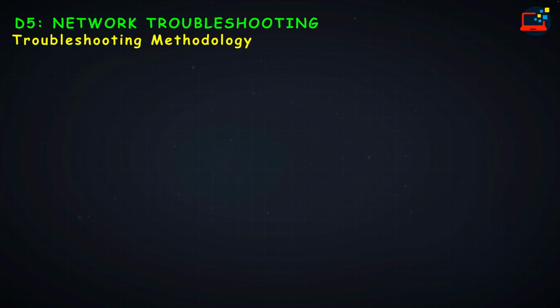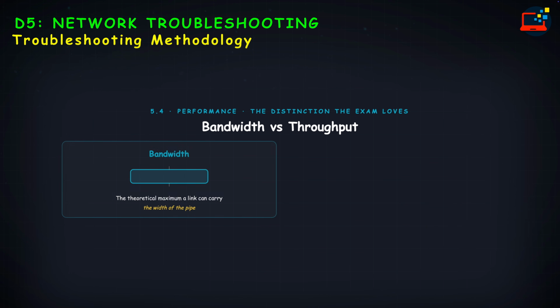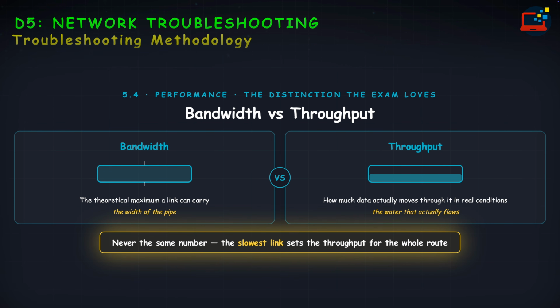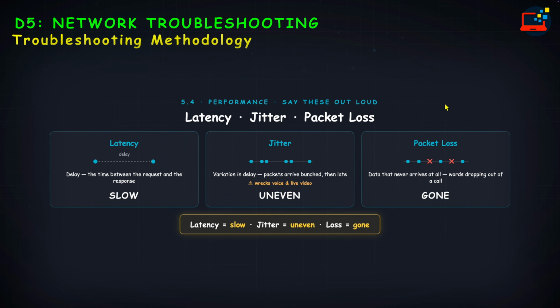That leads to a distinction the exam loves: bandwidth versus throughput. Bandwidth is the theoretical maximum a link can carry, the width of the pipe. Throughput is how much data actually moves through it in real conditions, the water that actually flows. They are never the same number. And over a path of several links, the slowest link sets the throughput for the entire route.